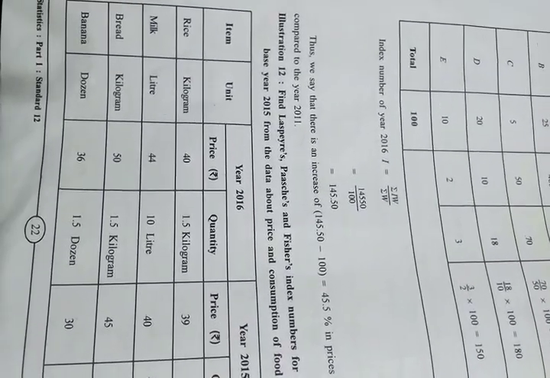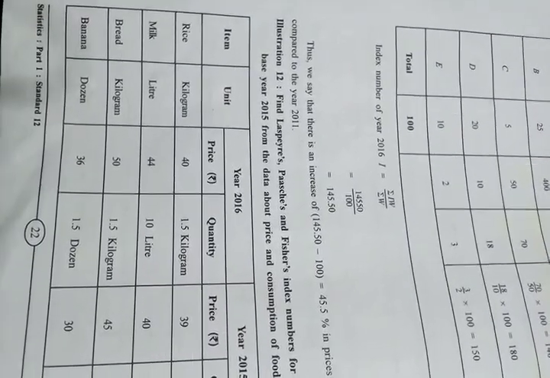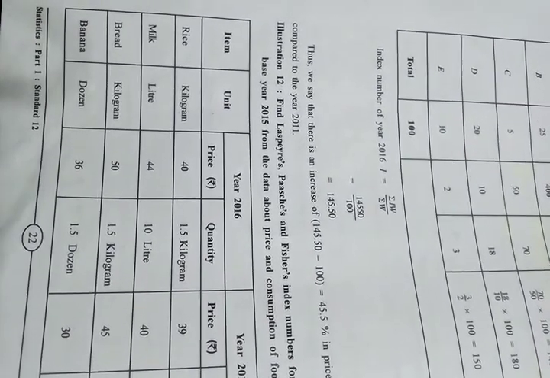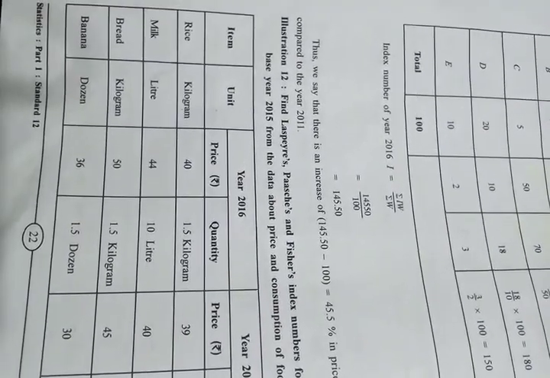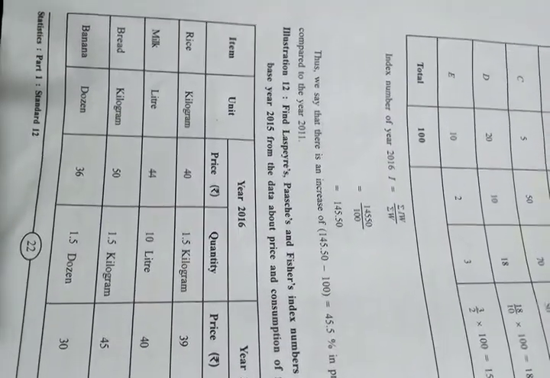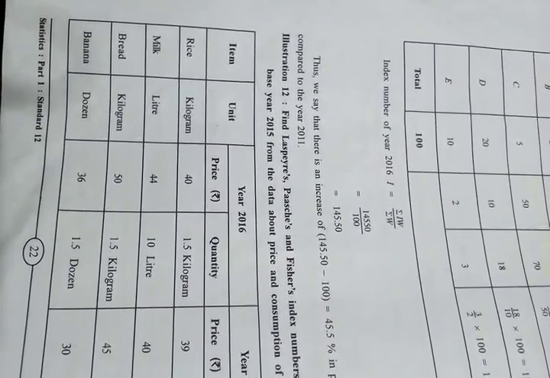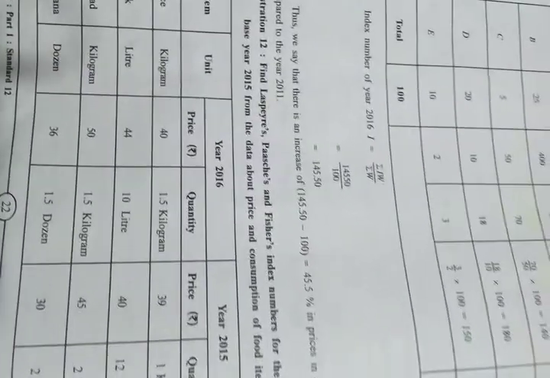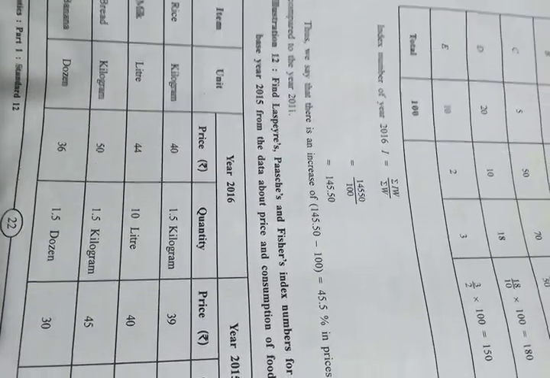So the unit means what? These are available in this particular unit. Rice, if you want, you have to buy a particular number of kilograms. Okay. Milk in liters we buy, and bread also given here is kilogram. Banana price is per dozen. Now see the price and quantity.